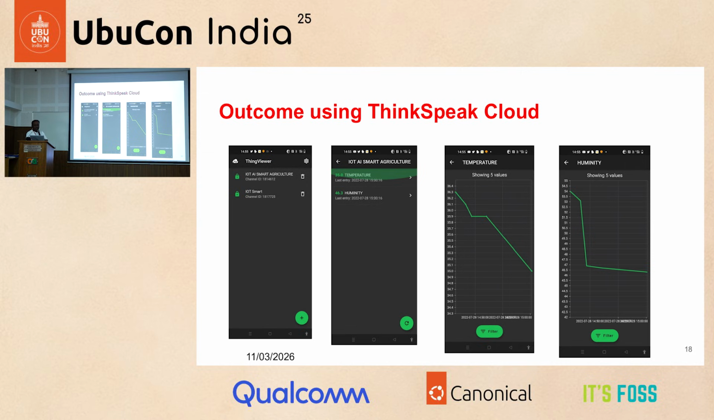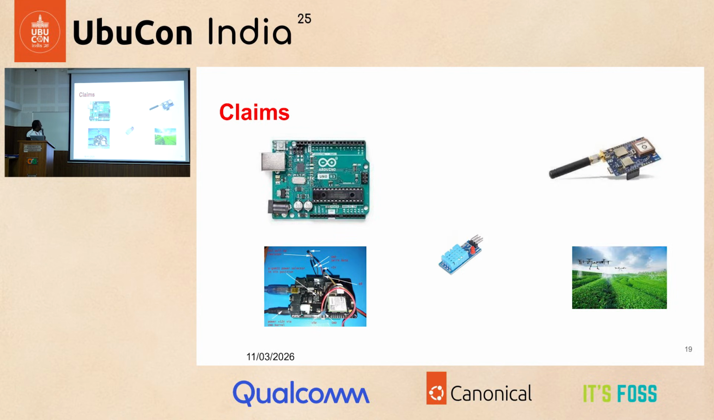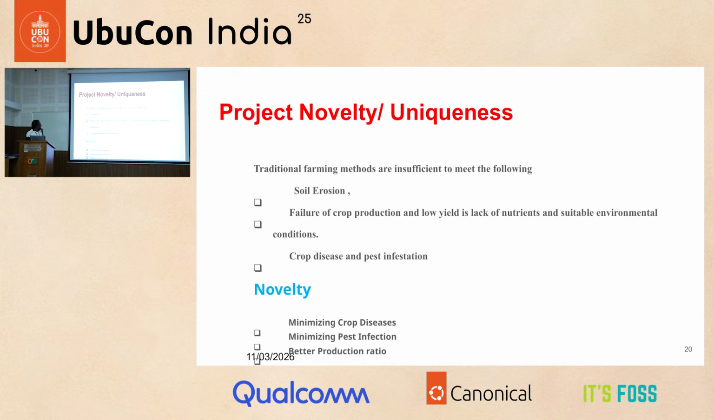You can log into the ThingSpeak app and see the best behavioral results. These are the clients I have done: Arduino Uno, LoRa, and a temperature sensor. And for AI, I'm using a drone camera. Now the novelty and uniqueness of this: soil erosion, and traditional farming is insufficient to prevent crop failure, crop disease, and pest infestation. But now, by this novelty, I have minimized the crop diseases and pest infestation, and improved my crop productivity.